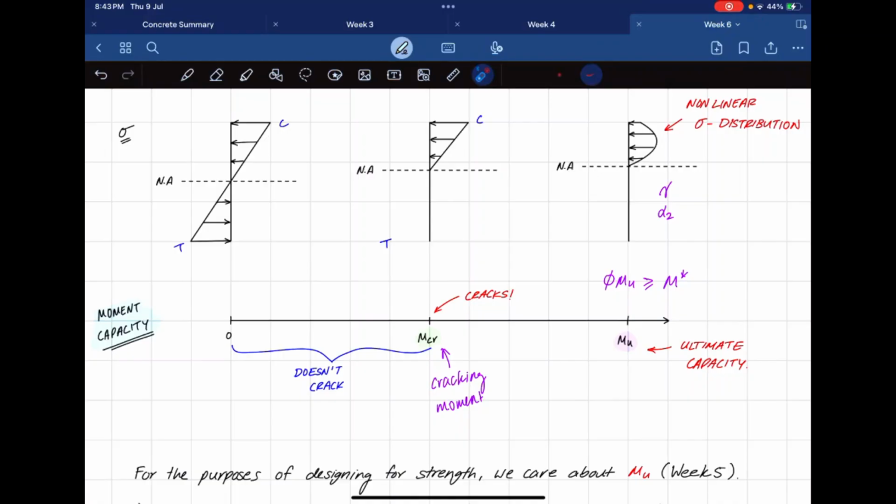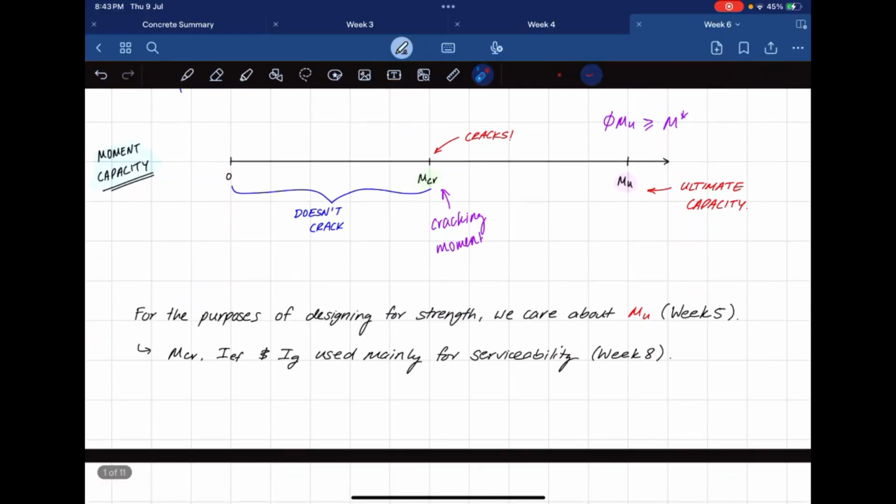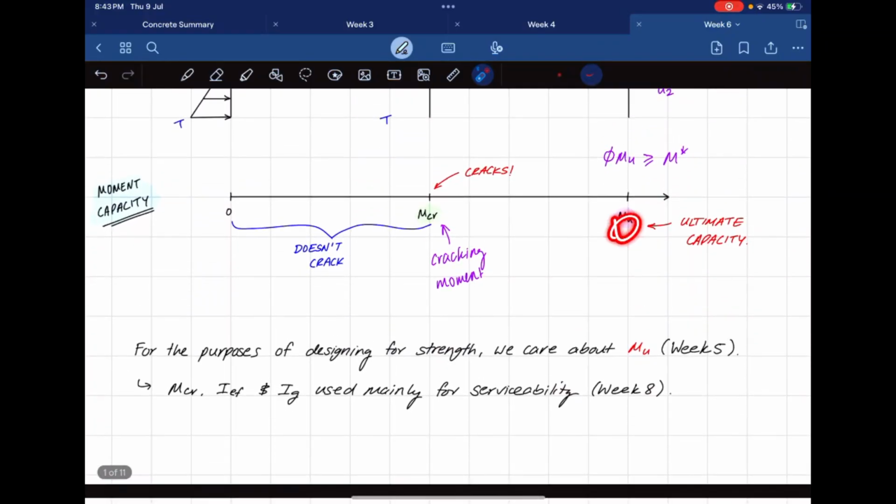I've gone through this in my crash course, so I'm not going to go through it again. But pretty much before this, your beam actually doesn't fail. Let's say I've got a reduction factor here. Before this, it's not considered to fail. After this is when it fails, right? It gets fully cooked and then just gets destroyed. For the purpose of designing for strength, we only care about Mu for now. So that's week 5 content. Yeah, so flexure.